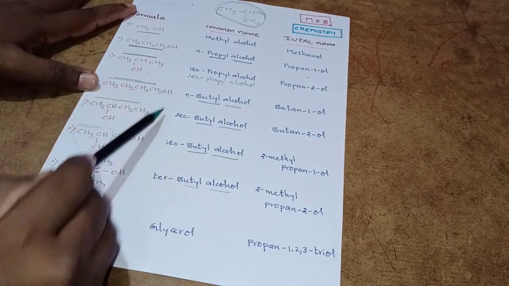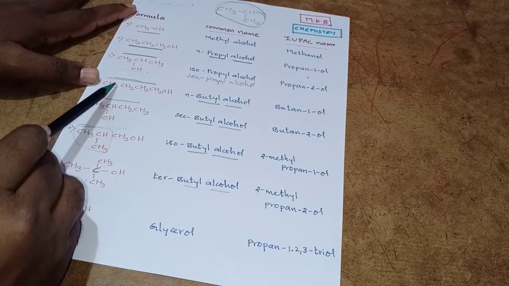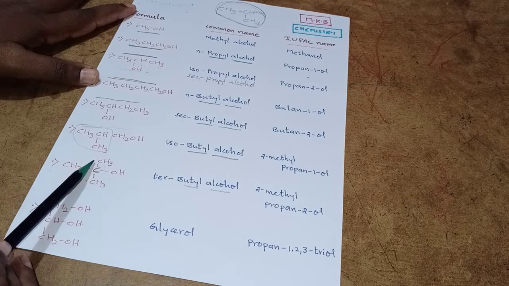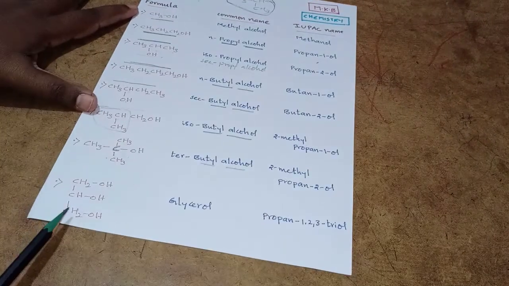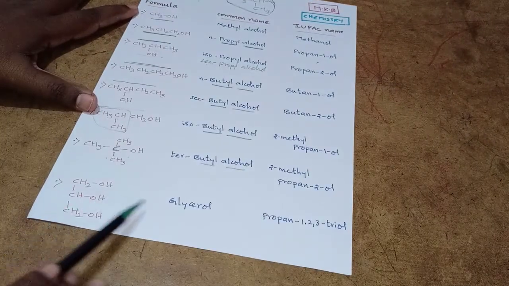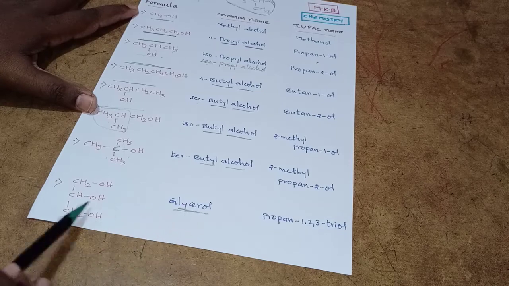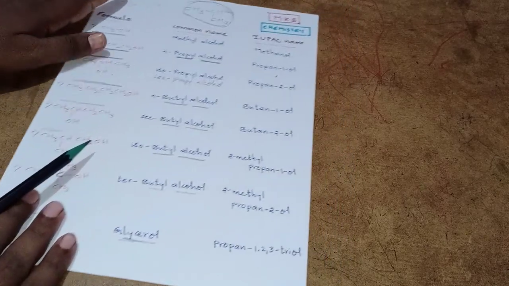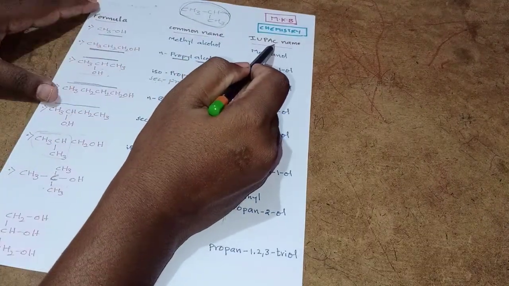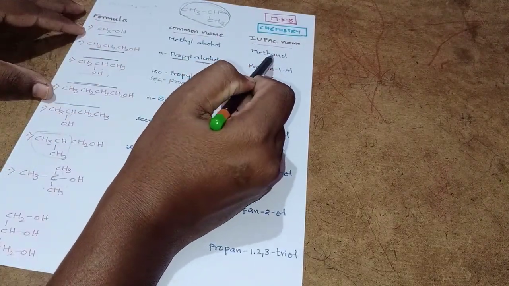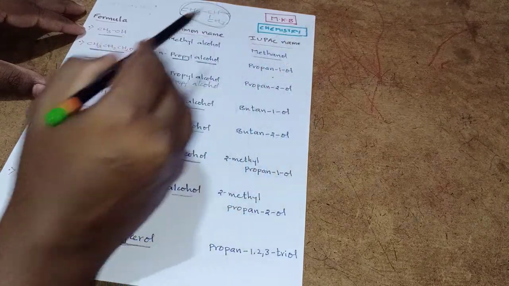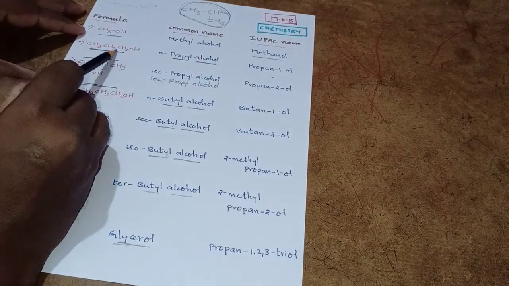So what is the difference between these 4? Their structure is different. In the last example, this is a common name. The commercial name for this compound is glycerol. This is glycerol. Now let us solve the IUPAC names for these formulas. The first one we have already solved, methanol. Similarly, ethanol.